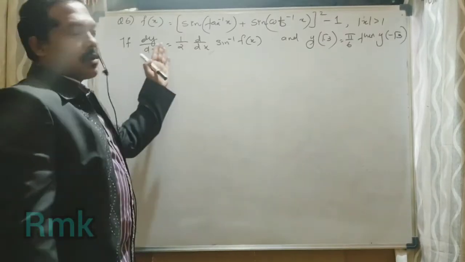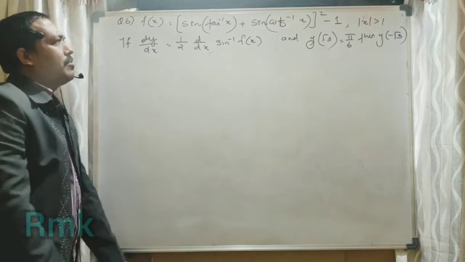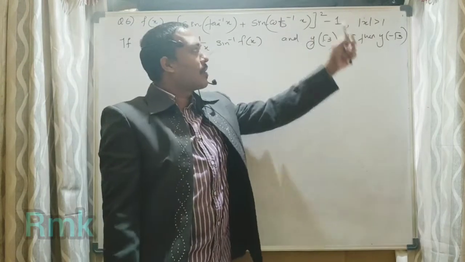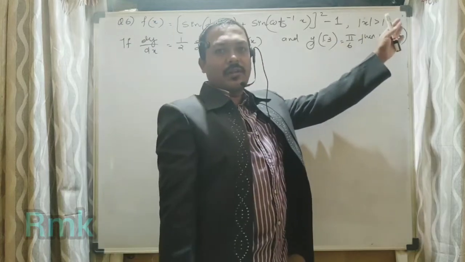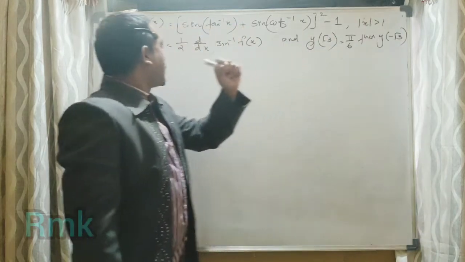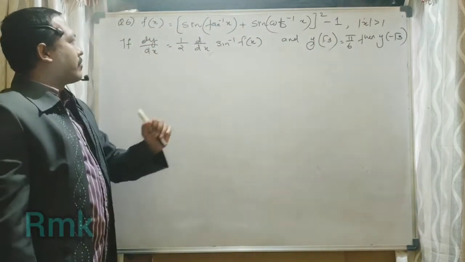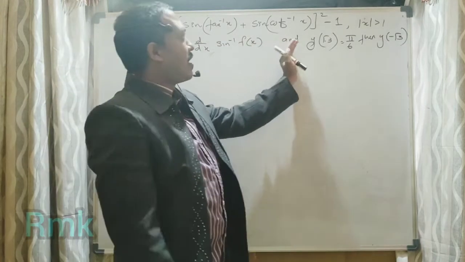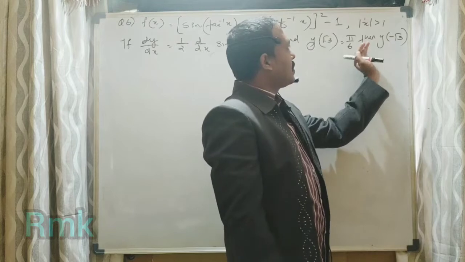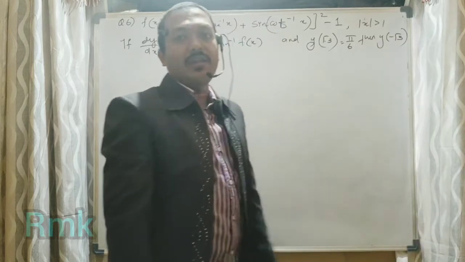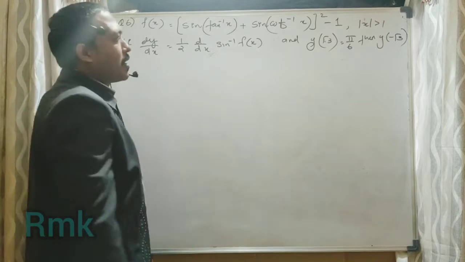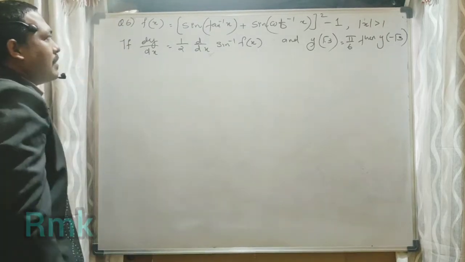Question number 6. f of x is equal to (sin tan inverse x plus sin cot inverse x) whole square minus 1, modulus x greater than 1. Note that if dy by dx is equal to half d by dx of sin inverse f of x and y of root 3 is equal to pi by 6, then find y of minus root 3.